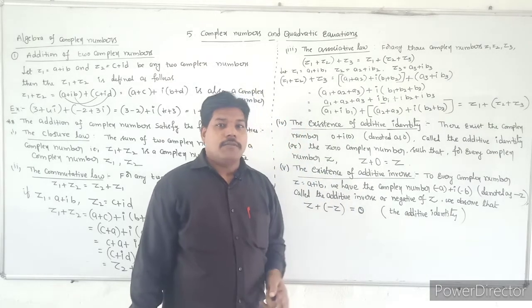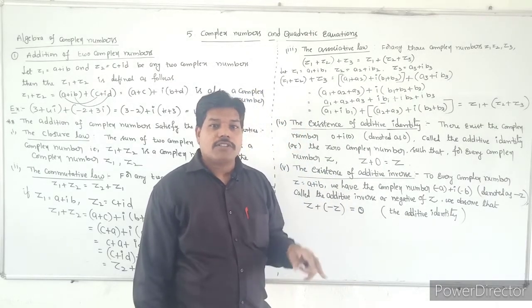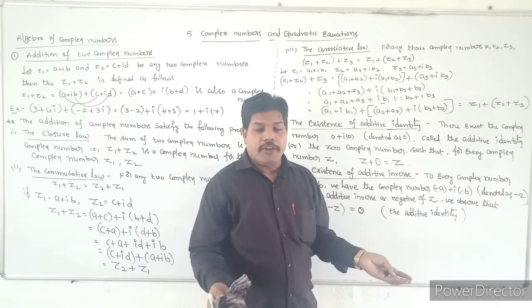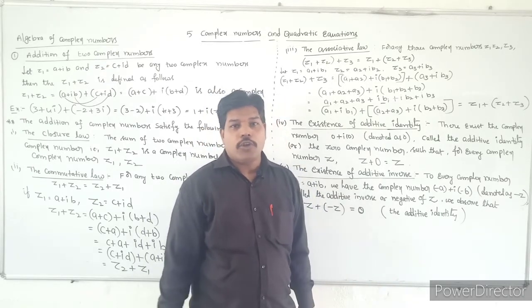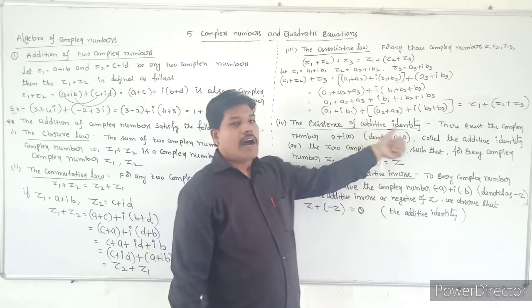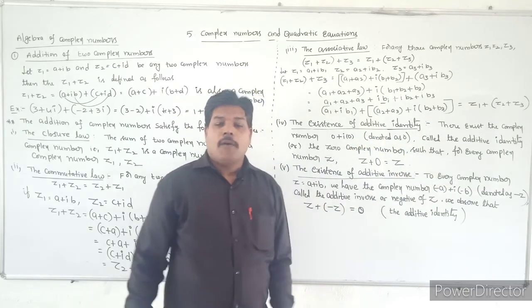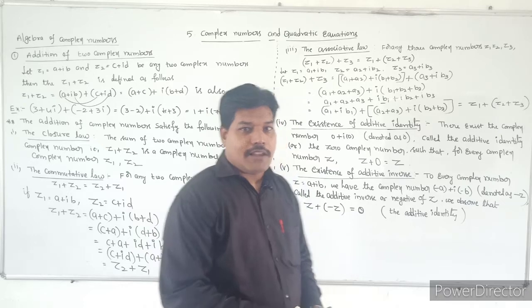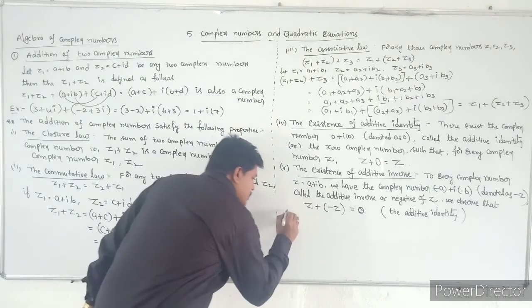So any complex number is said to be the inverse of another complex number, the additive inverse of the complex number, if you add both and we get the additive identity. Then we can say that one complex number is the additive inverse of the other complex number. For example, I will take one here.